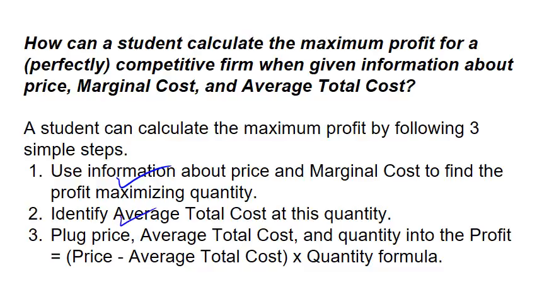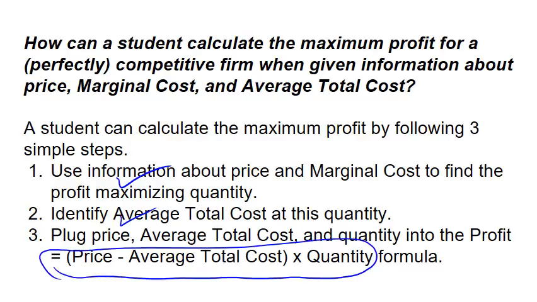Second, identify the average total cost at this quantity, and then plug price, average total cost, and quantity into the formula: profit equals price minus average total cost times quantity. Let's see how that would work on our last example.